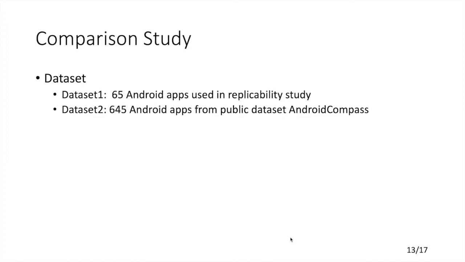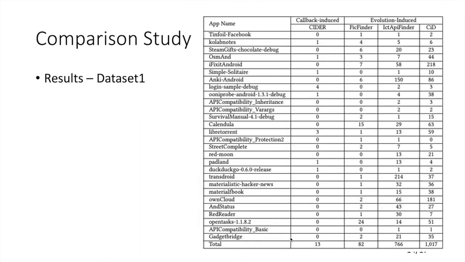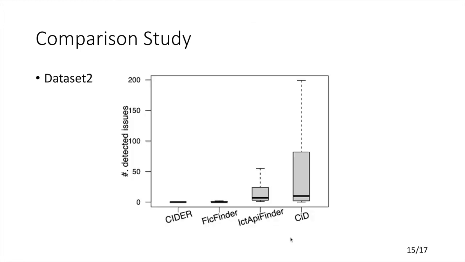Then, we aim to empirically compare the state-of-the-art tools targeting the detection of compatibility issues in Android apps. That is our comparison study. We selected the same 4 detection tools against 2 datasets. The first one contains 65 Android apps, and the second one contains 645 Android apps from the public dataset AndroZoo. The experiments on the 2 datasets show that SEED is able to yield more compatibility issues than the other tools, followed by ICT API Finder and then FicFinder.